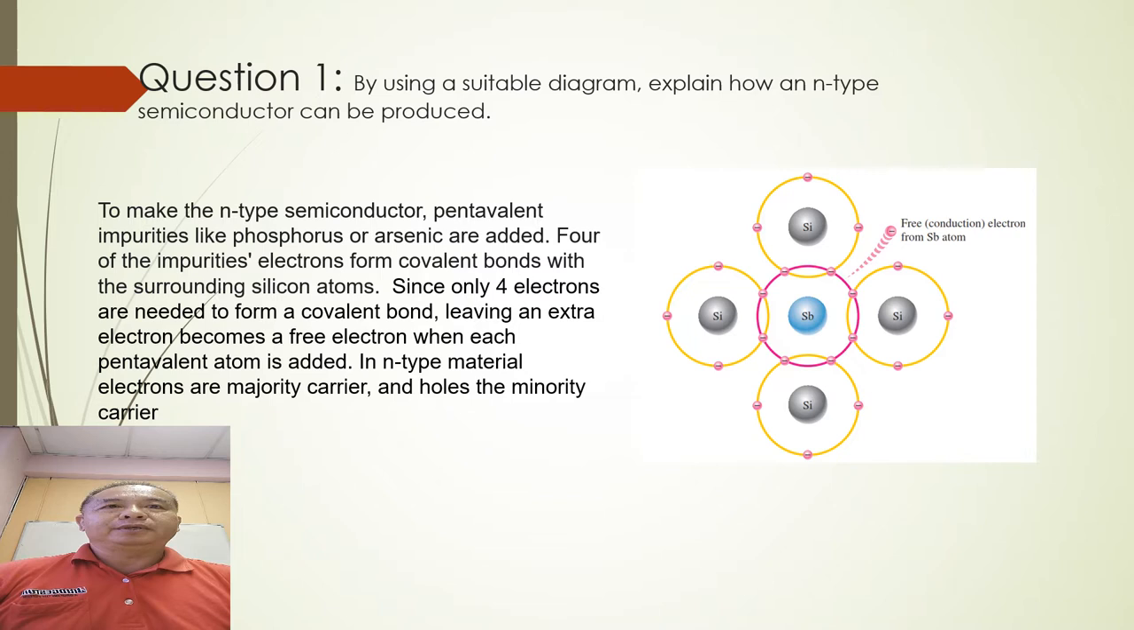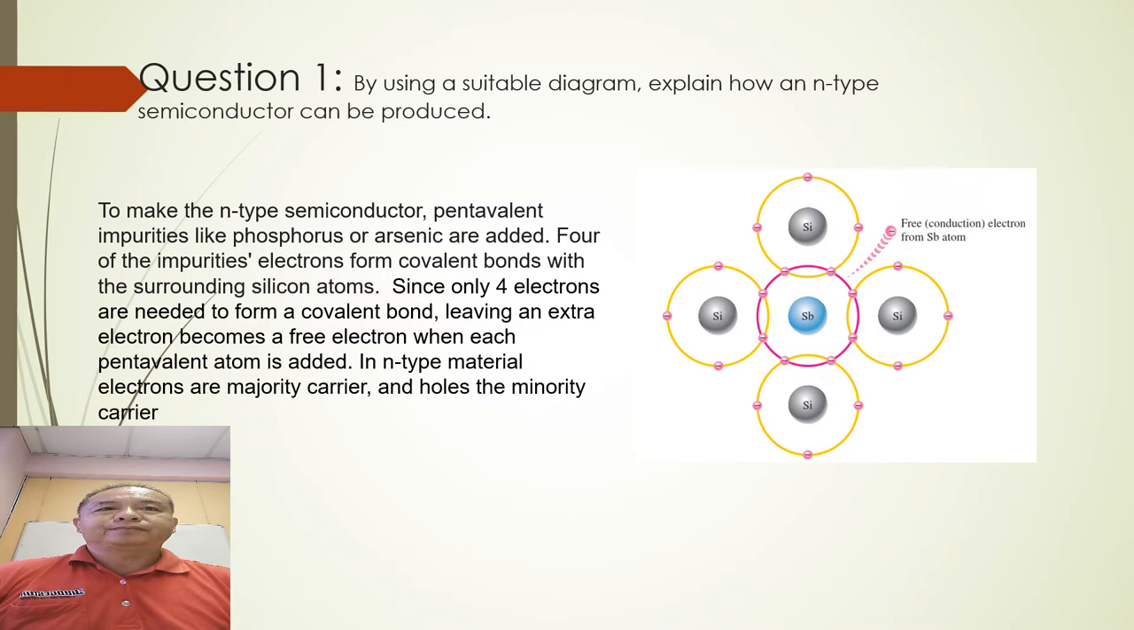The answer is, to make the N-type semiconductor, pentavalent impurities like phosphorus or arsenic are added. Four of the impurity's electrons form covalent bonds with the surrounding silicon atoms.